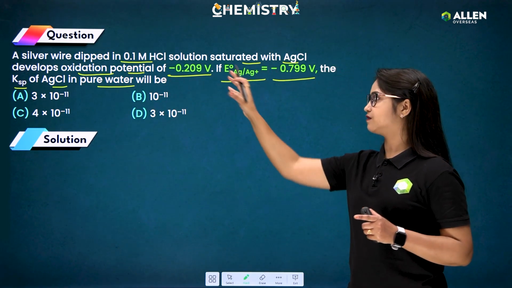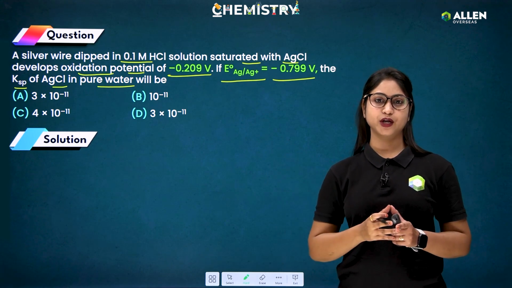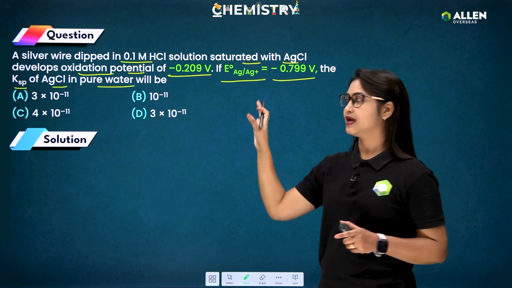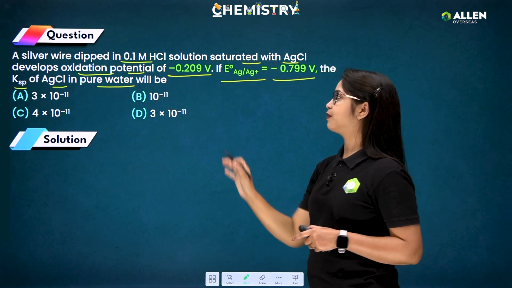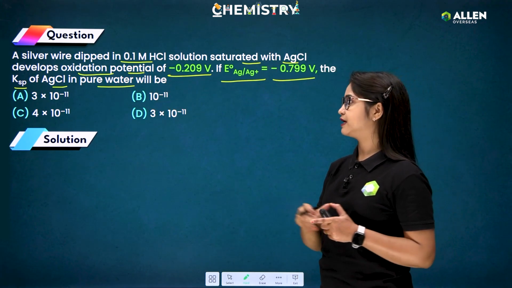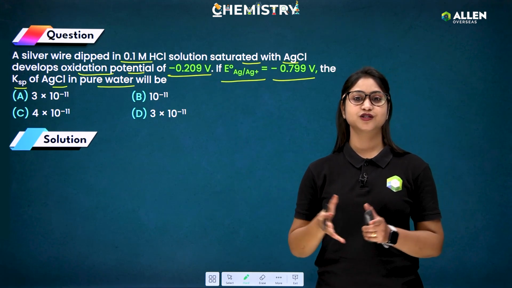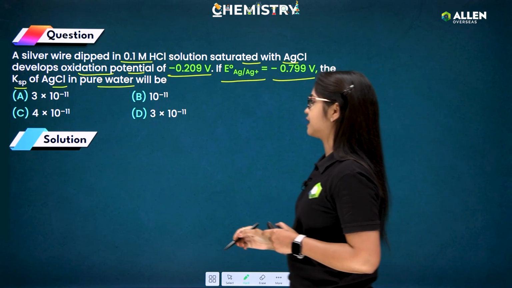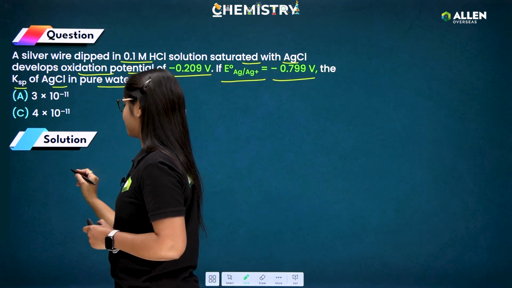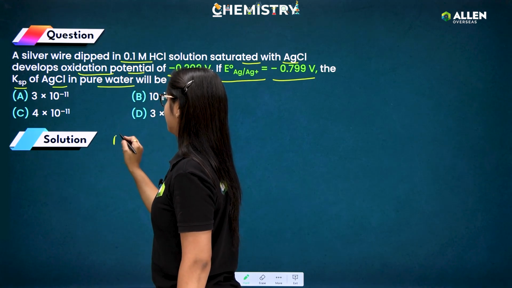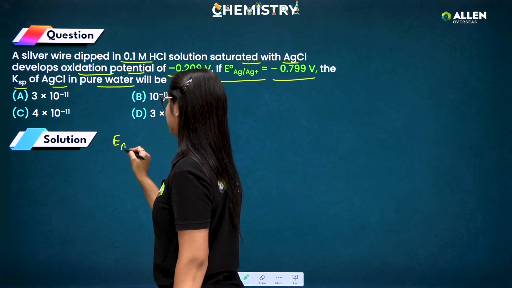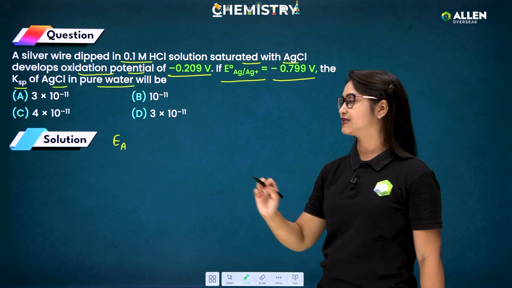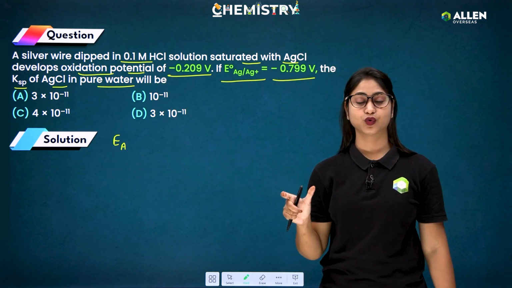So we have a silver wire dipped in 0.1 molar HCl solution, saturated with AgCl, which develops an oxidation potential of minus 0.209, right? So this is the metal-insoluble salt electrode, right? And E naught Ag to Ag plus is given here, and we have to find the KSP. So first of all, we'll write the equation. Here the oxidation of silver will be taking place, so this can be written in the form of an anode, okay.